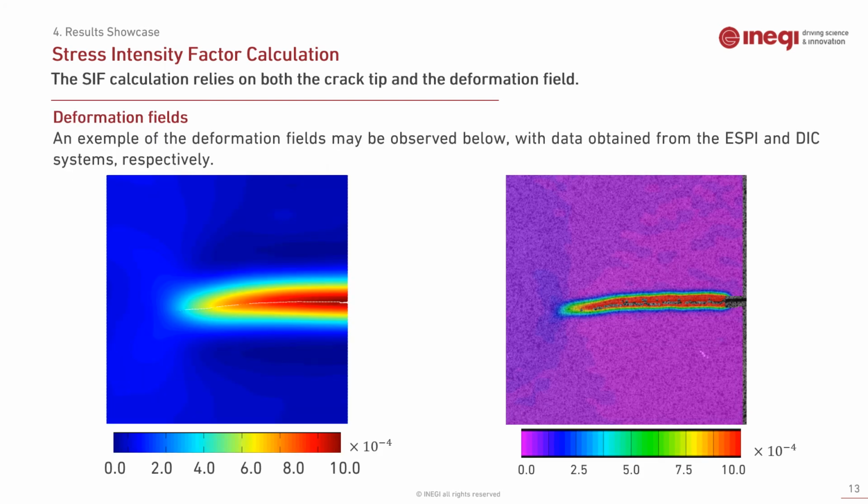An example of the deformation fields for both methods is here presented, the ESPI system and the DIC system respectively. Both the appearance and the values of both deformation fields are extremely close, and that fact allied to the crack length measurement for both methods being extremely close, as the stress intensity factor calculation relies on both, it can already be expected the values obtained from the stress intensity factor calculation to be also extremely close between methods.